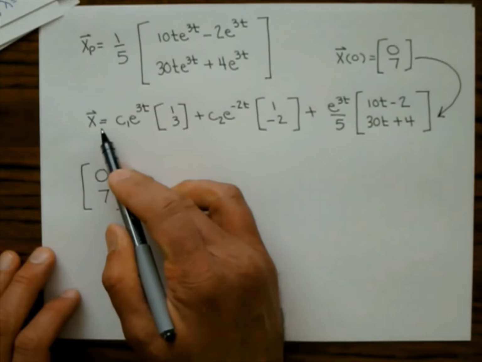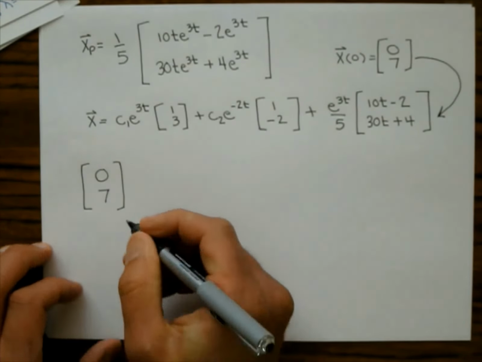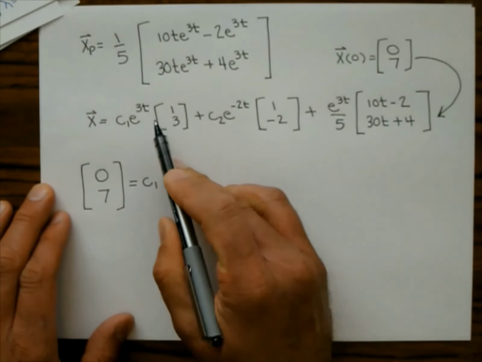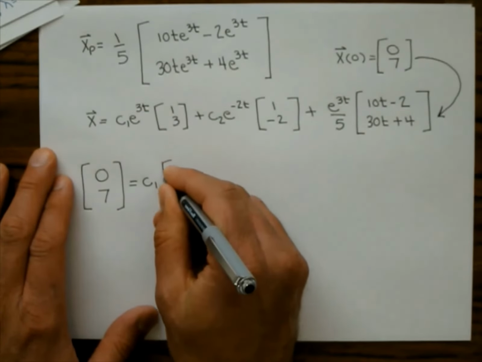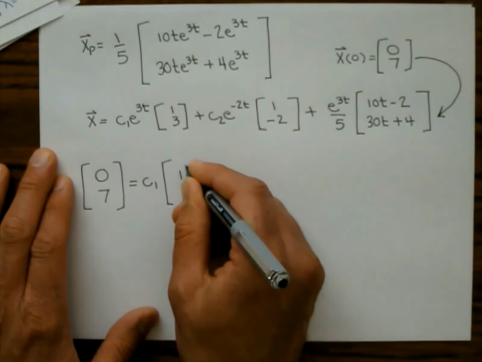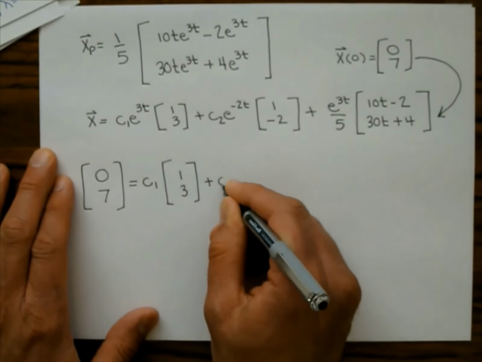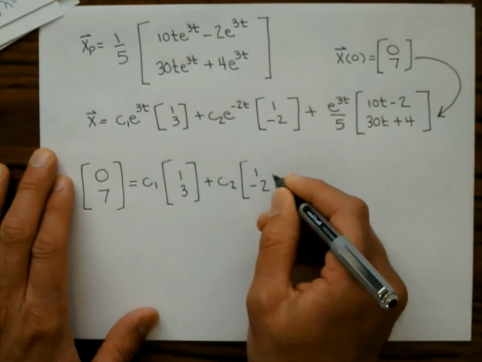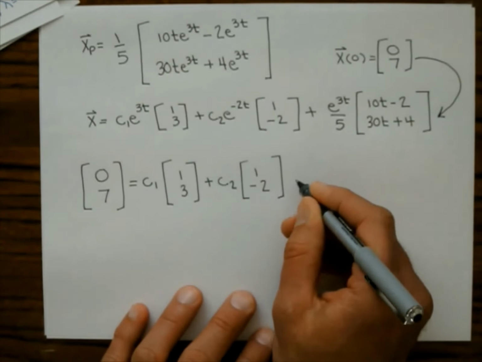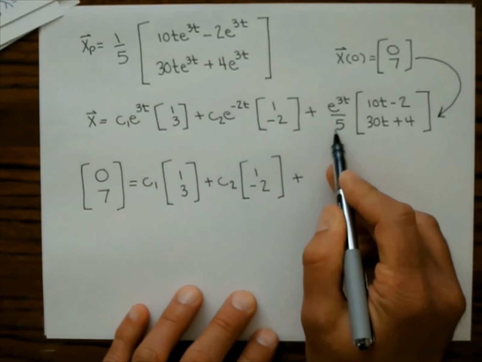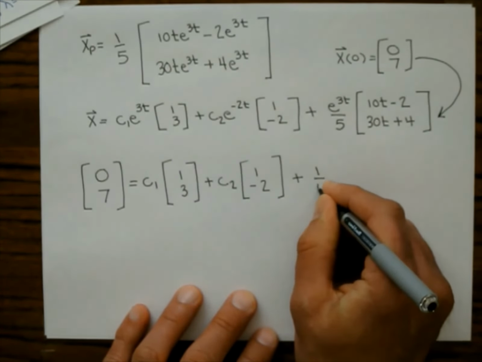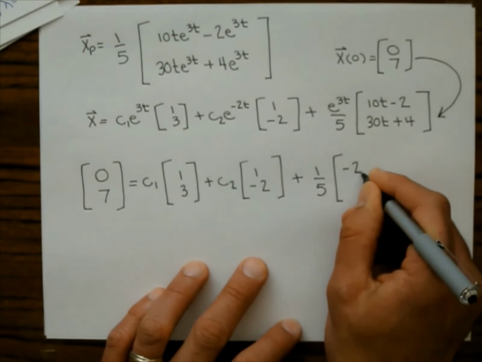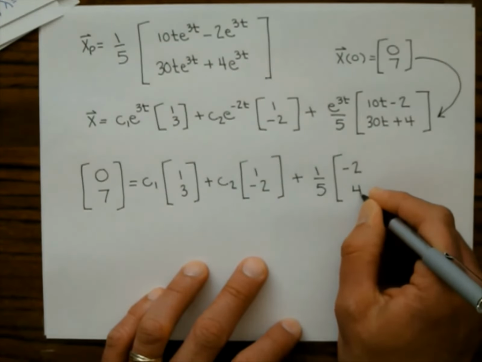And remember what x bar is. It really represented originally an x1 and an x2. So I'm not doing anything hopefully too strange. Then I have c1. T is 0, good thing it is. 1, 3 plus c2 e to the 0, and then this is 1, negative 2. And then we have plus, this guy right here becomes 1/5. And then on the top we have negative 2 and 4.